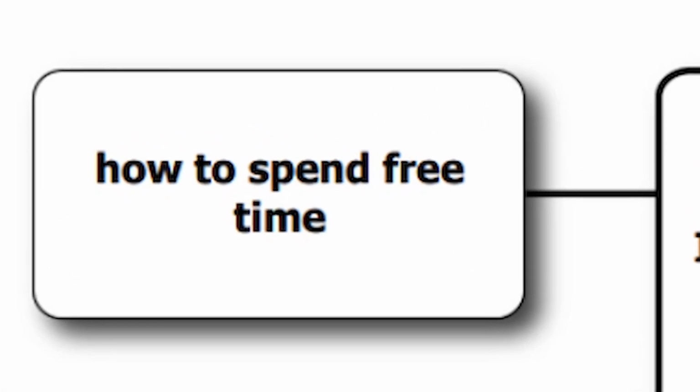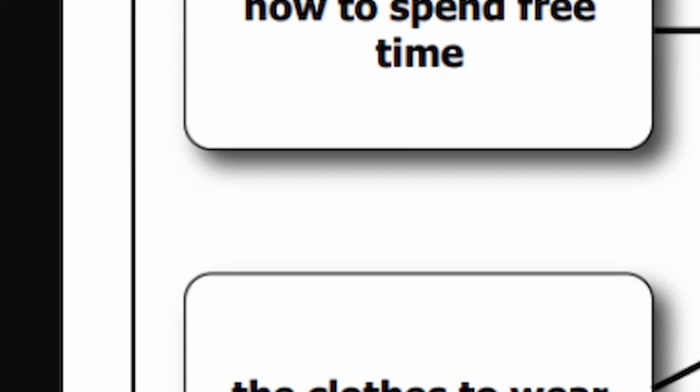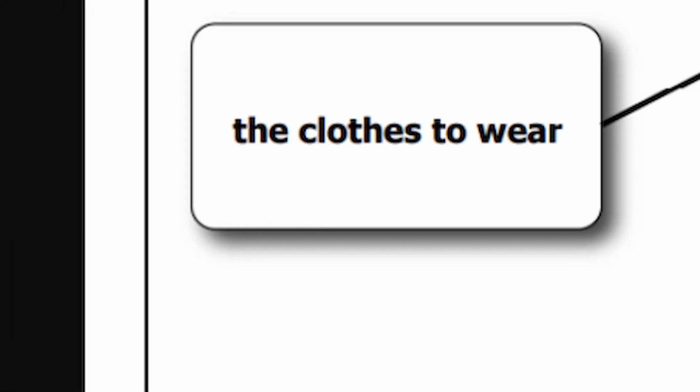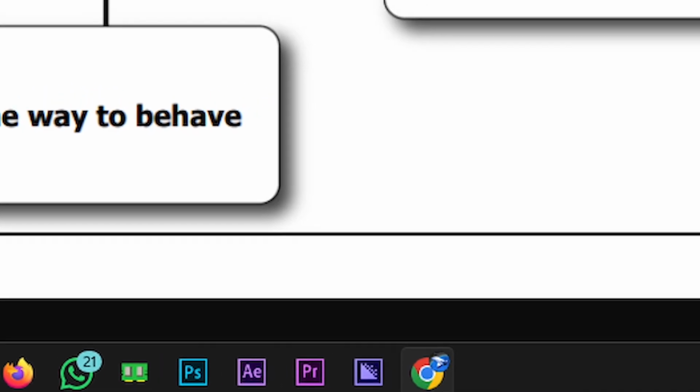So let's look at the prompts first of all. The first prompt is how to spend free time. The second one is the clothes to wear. The third one is the way to behave. The fourth one is how to study, and the fifth one is future plans.